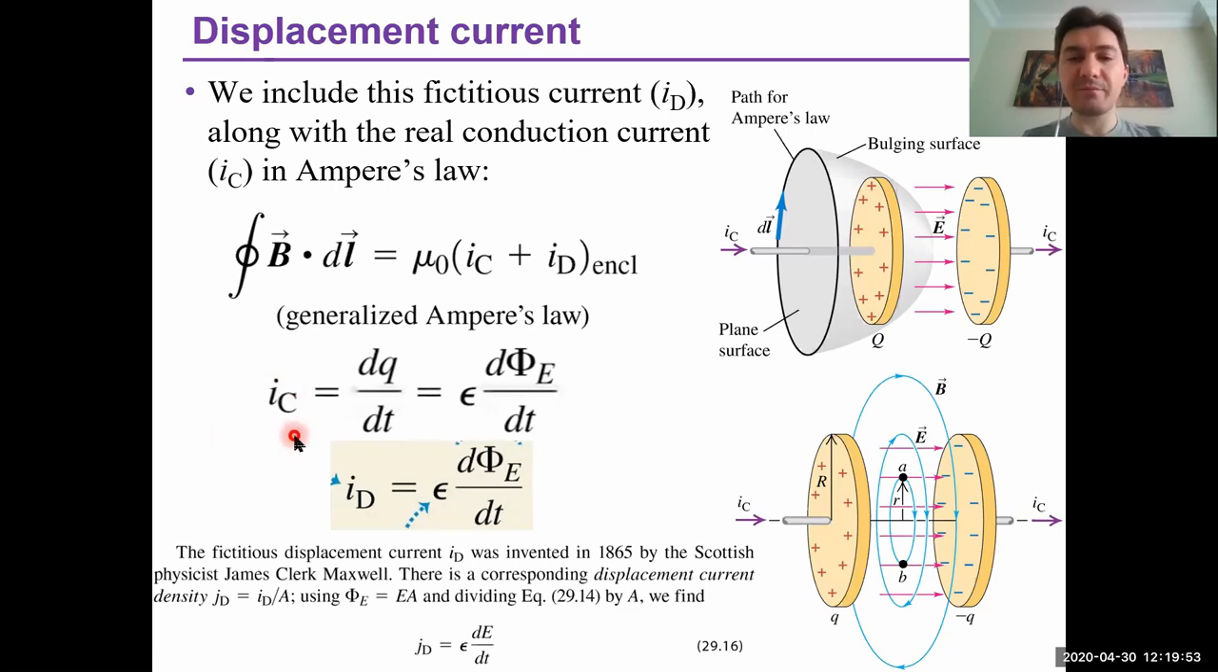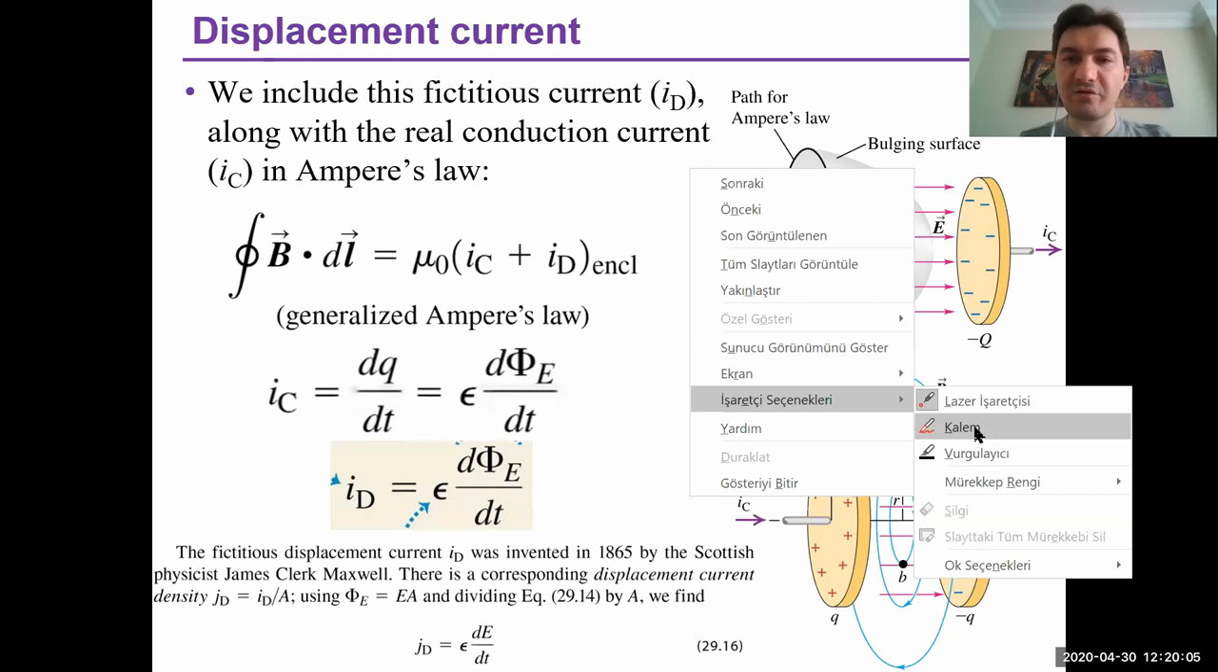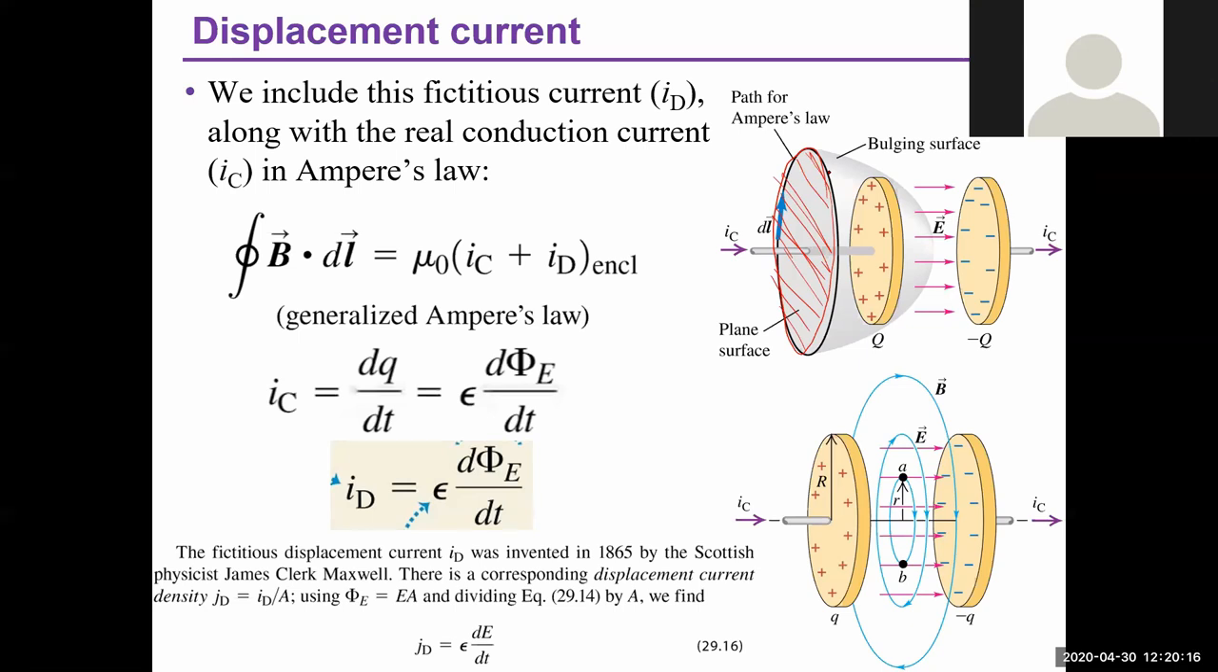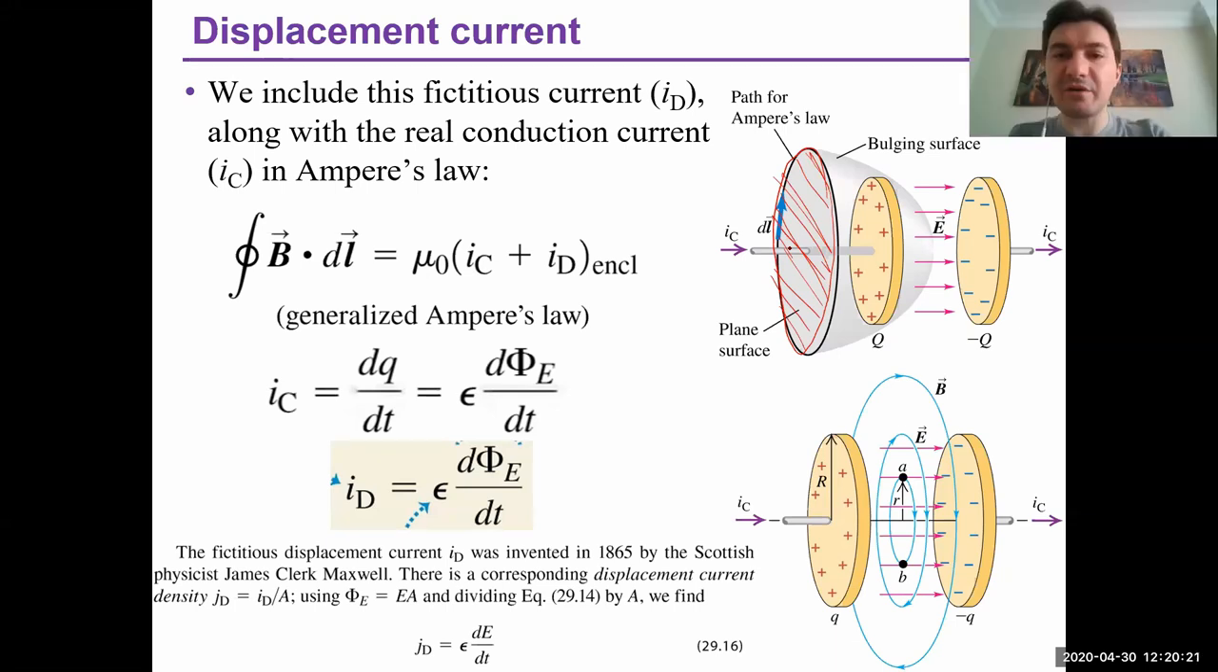So what do you see here? If you choose that path for Ampere's law, that's at the beginning, just choose that path and that surface and apply Ampere's law. Then for this case, the displacement current is zero here. Okay, it is zero. And Ampere's law is given by mu zero times the conduction current, which is given here.